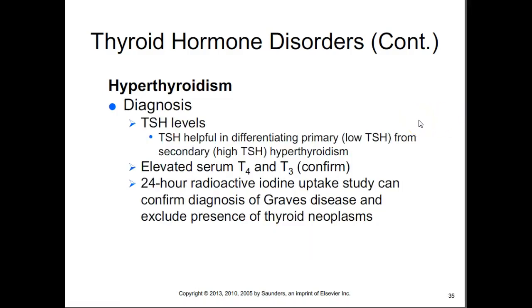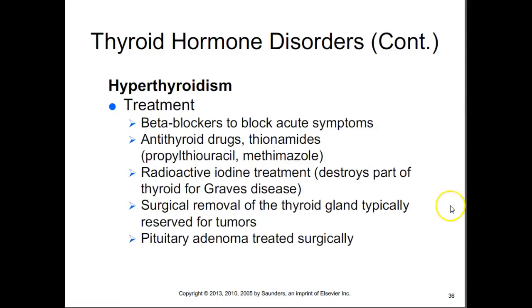All right, so diagnosis, TSH levels are going to help in differentiating primary from secondary hyperthyroidism, right? So just like hypothyroidism, elevated T3 and T4 is used to confirm. And then a 24-hour radioactive iodine uptake study can confirm the diagnosis of Graves' disease and exclude the presence of thyroid neoplasms.